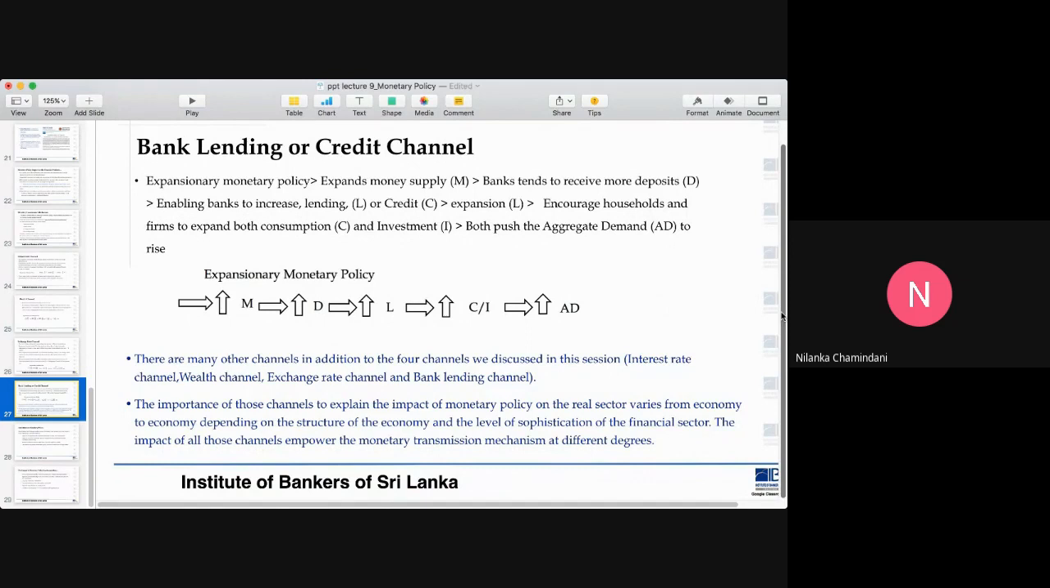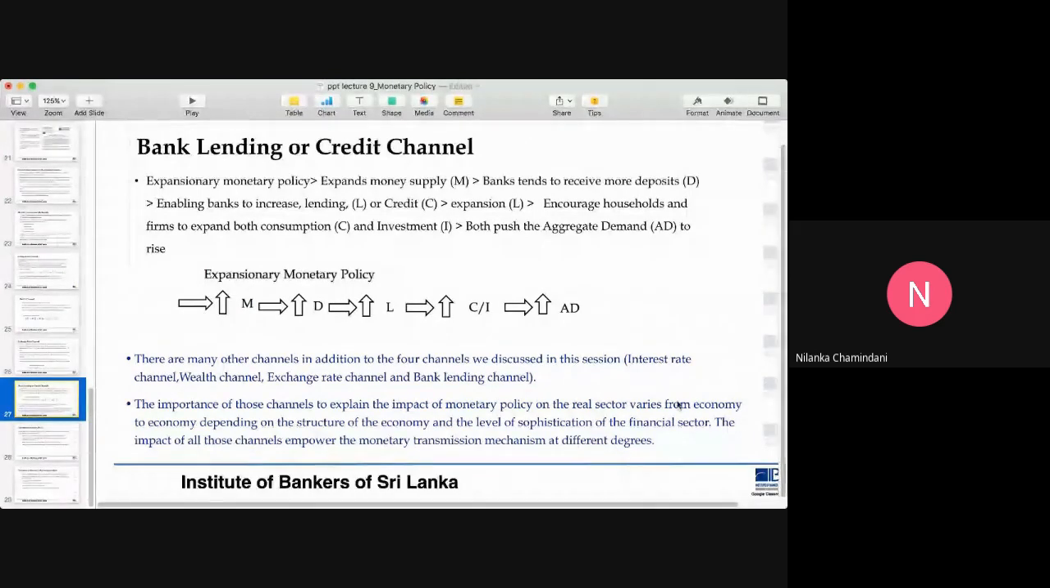The importance of those channels in explaining the impact of monetary policy on the real sector varies from economy to economy. I think it is the same sentence we discussed earlier, that we saw different ways of transmitting monetary policy changes into the real sector, but the magnitude and the time lag depend on the structure of the economy and the level of sophistication of the financial sector. The impact of all those channels empowers the monetary transmission mechanism to different degrees.